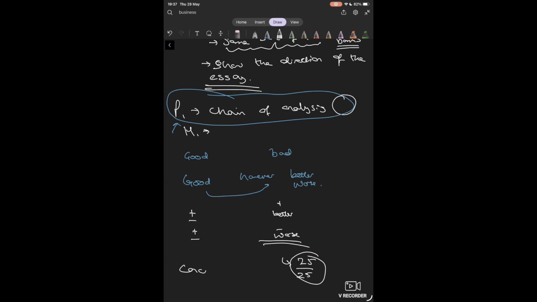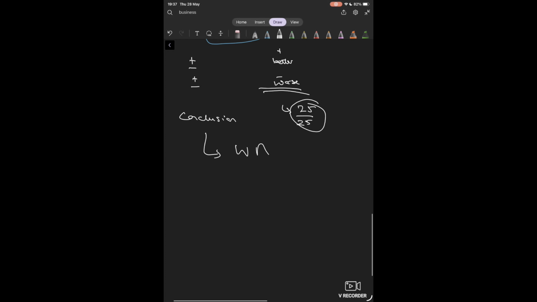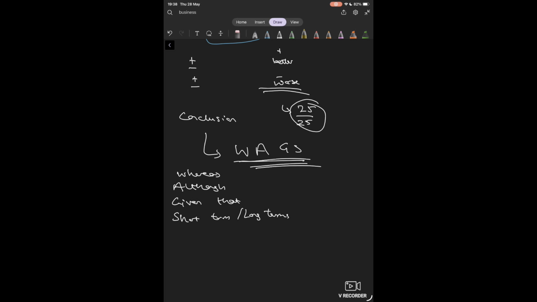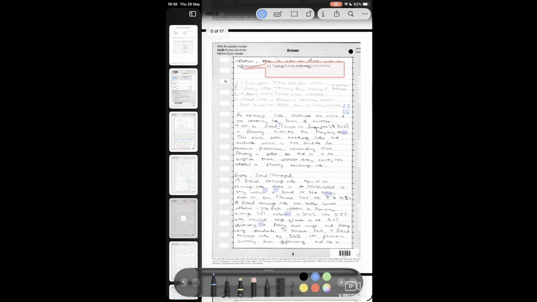Oh, and one more thing, conclusion. And with the conclusion, I'm going to write WAGs. Another thing my teacher taught me. Whereas, although, given that, and short term, long term. WAGs needs to be in your conclusion. Needs to be. As soon as you've done one, tick it off. As soon as you've done the other, tick it off, etc. Given that is my favorite as well. That's my best. Alright, let's get into question 4.